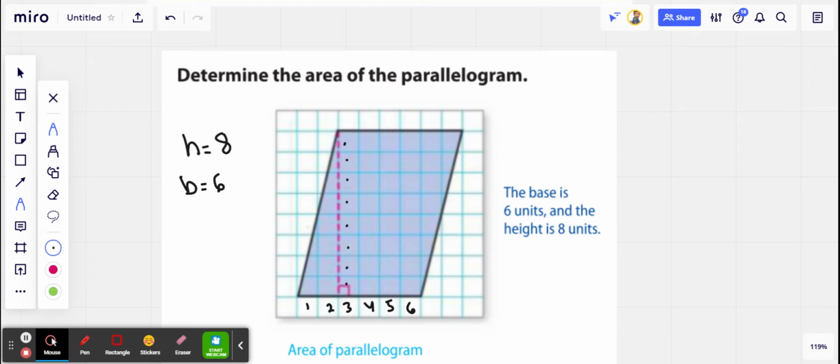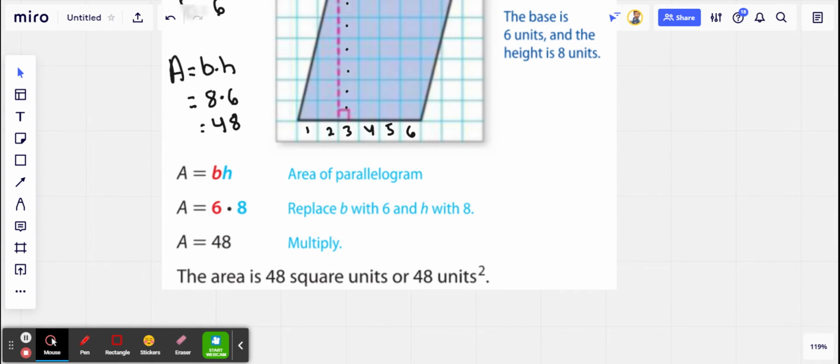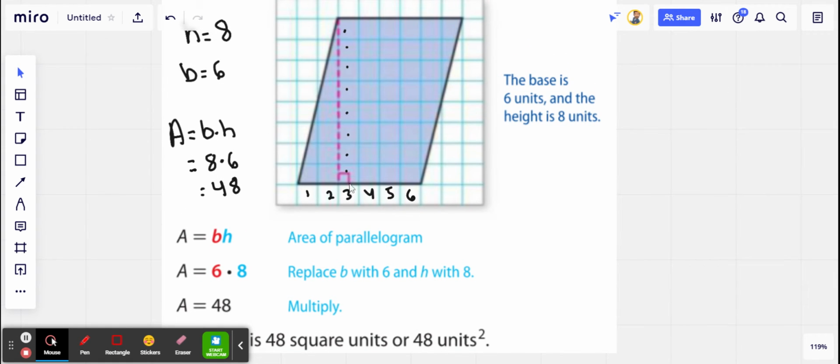So to find the area of this parallelogram, the area would equal base times height. So area equals 8 times 6, which would be 48. Not sure what units we're talking about here, but it is 48 units squared. We're not sure what the unit of measure is, but it's square units.